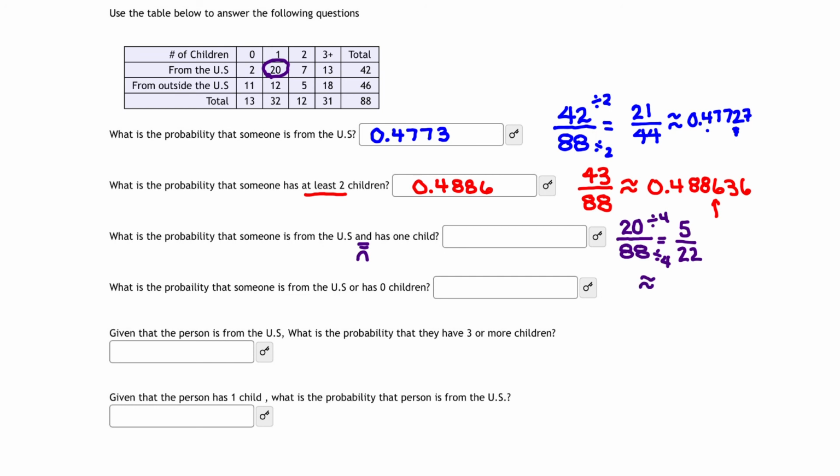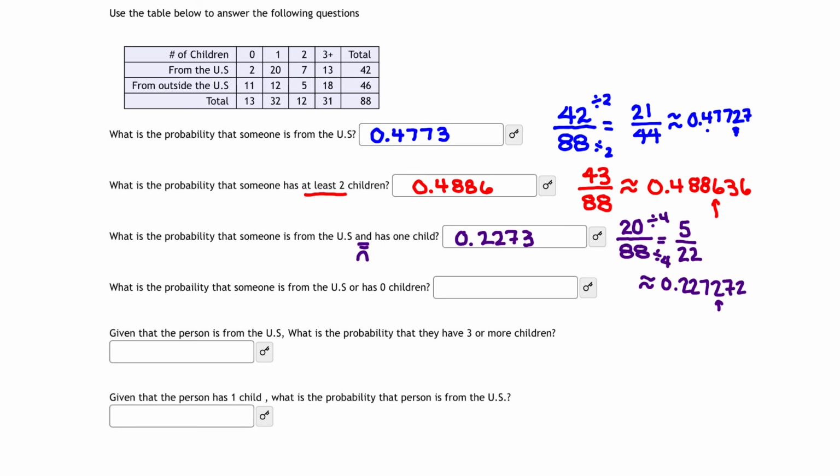So 5 divided by 22 is approximately 0.227272, etc. And we are going to round to the nearest 4th decimal place. And so I'm going to place 0.2273 in my answer box. Moving on to question 4.